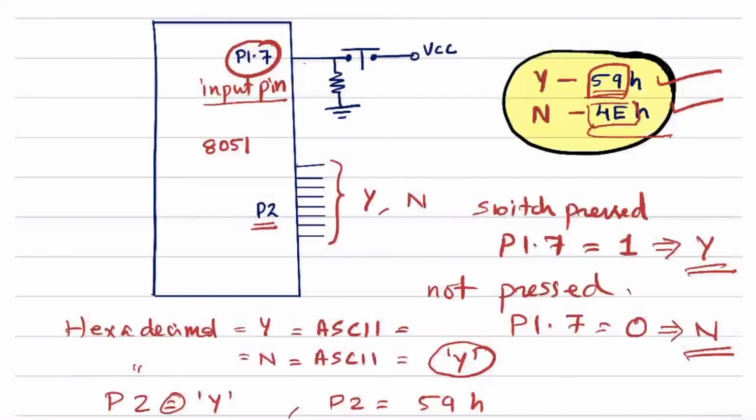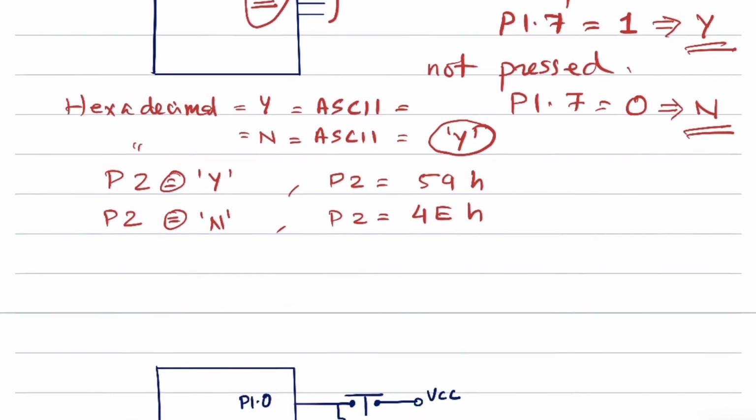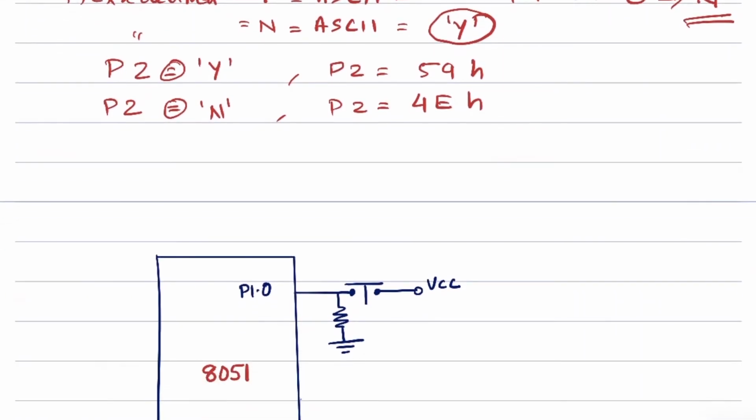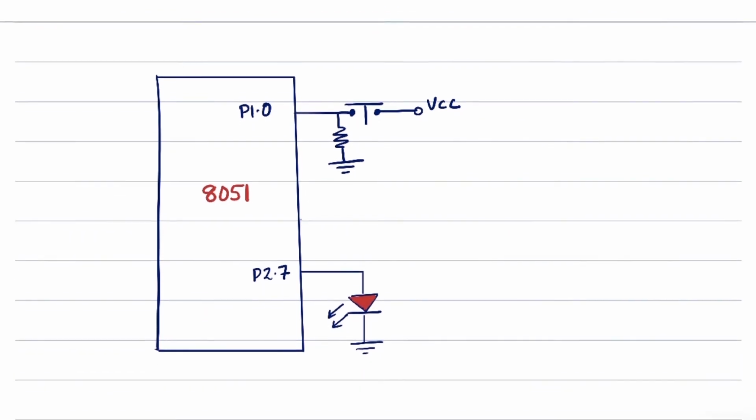We have a switch connected to P1.7 and we send the letter Y or N to port P2 depending on the status of the switch. So with this, we will move to the last program which we are going to explain here.